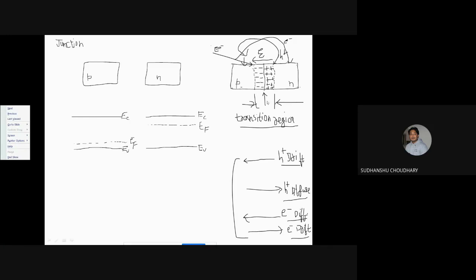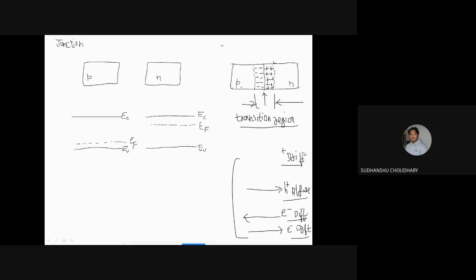Now let us try to draw the energy band diagram of this device. Okay. So let me rub once again everything, and then we'll try to draw the energy band diagram of this device. And then we'll understand something more on the effect of this electric field. Okay. Let us draw the energy band diagram of this device.